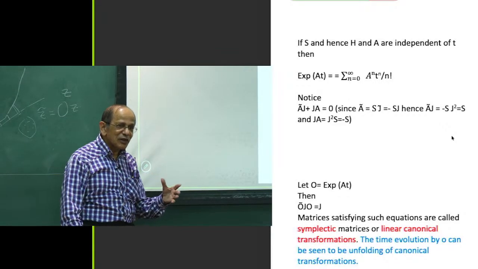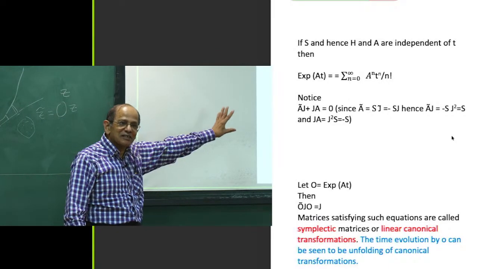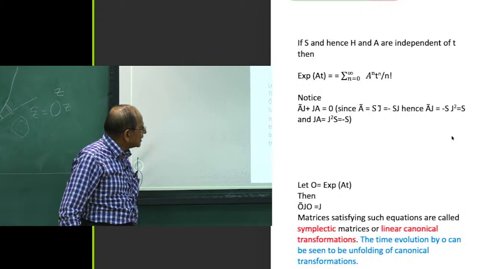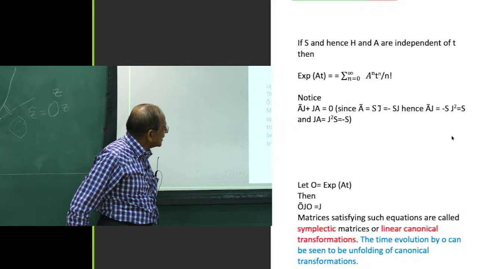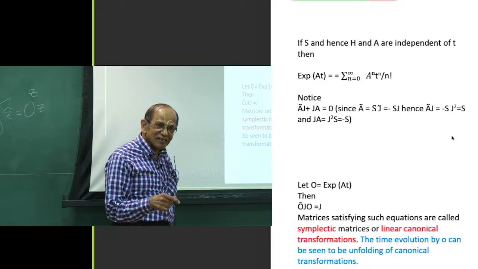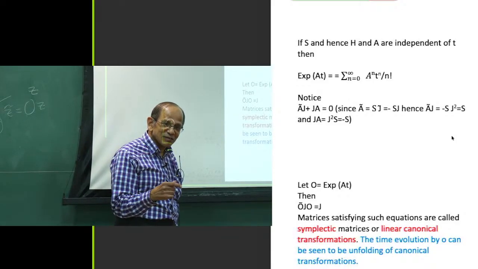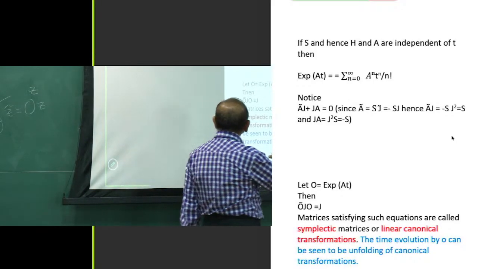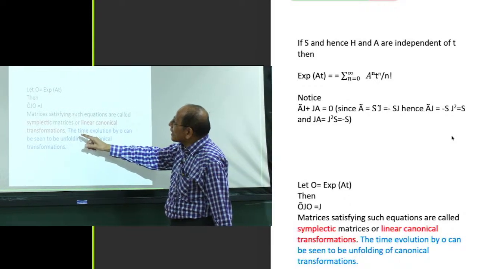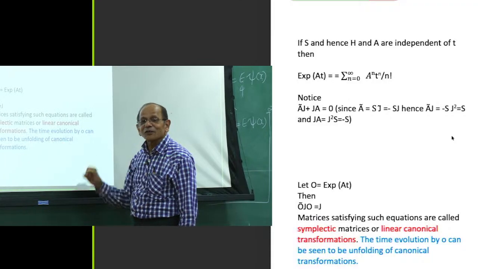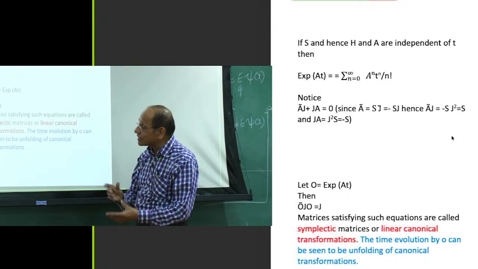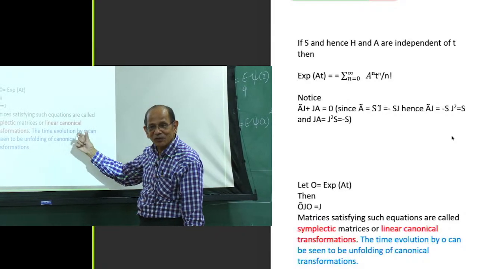Now, since we did not have time to discuss canonical transformations, this is a good enough example you can take for linear systems. And now, I will come to the question you had asked for in this particular case about time evolutions, time translations. In this case, the time evolution by O can be seen to be an unfolding of canonical transformations. So, successive unfolding of canonical transformations is what gives the time evolution in this case.